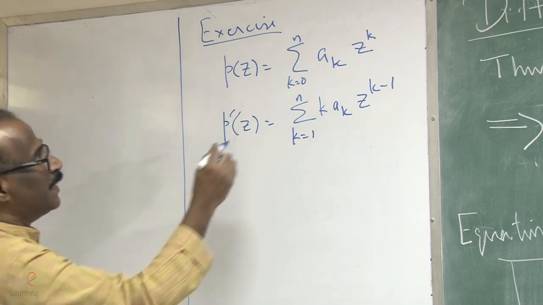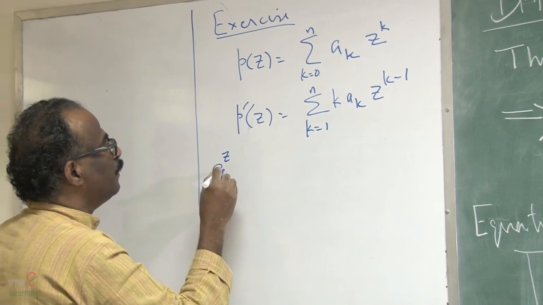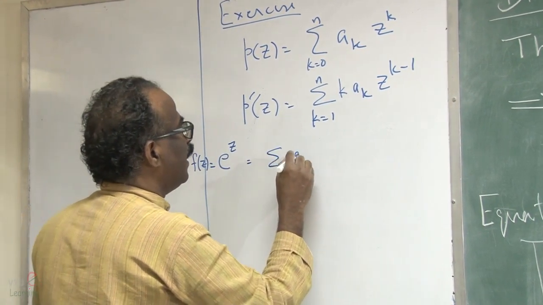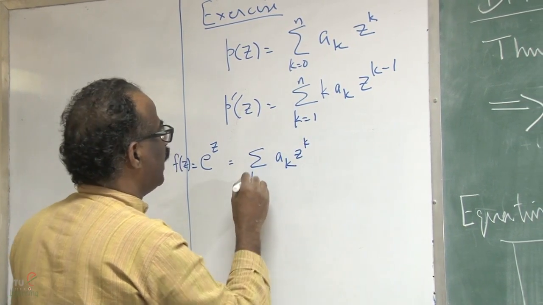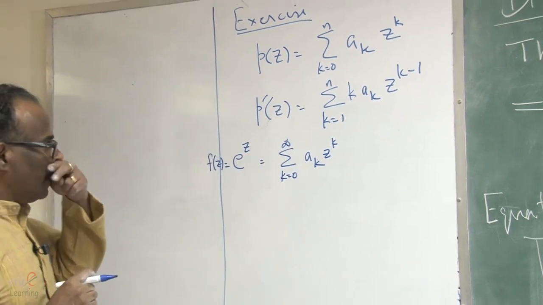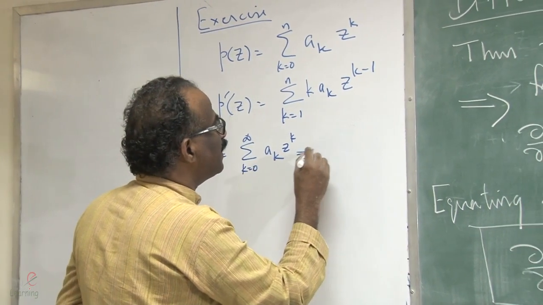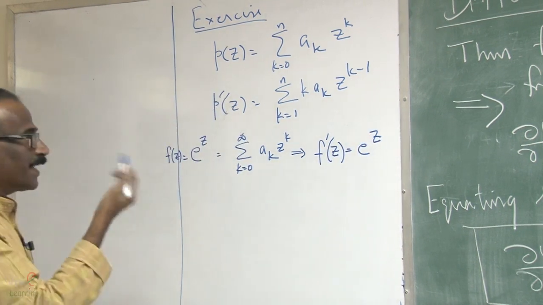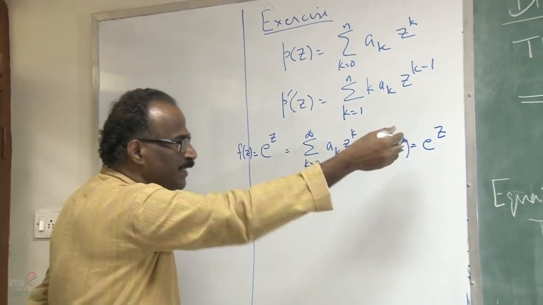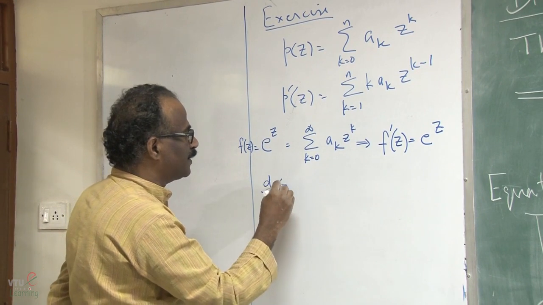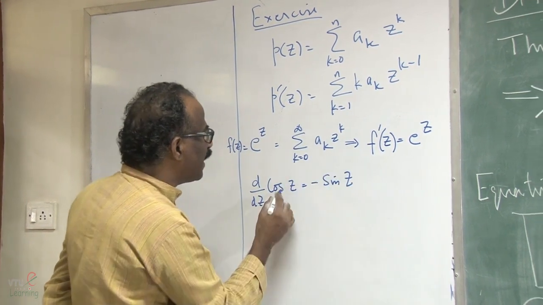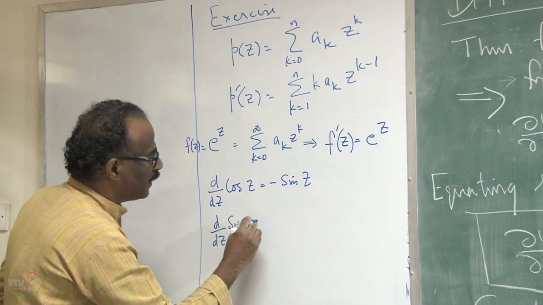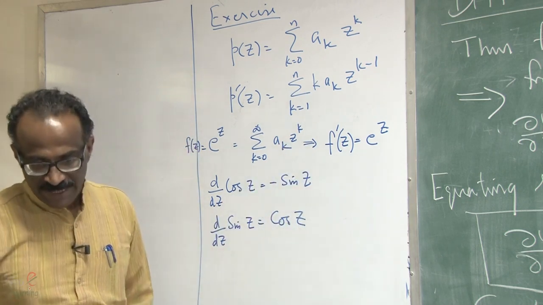Similarly, this is a finite series, and you have your infinite series for e power z. If f(z) is equal to e power z, that is equal to the sum of a k z power k, k equal to 0 to infinity, then with a small computation you can see that f prime of z is e power z. This is a property you have seen in the real case, and you can see it here too. Using this, d by dz of cos z is equal to minus sin z, because cos z can be represented in terms of e power z, and d by dz of sin z is equal to cos z, and you can derive other formulas along similar lines.